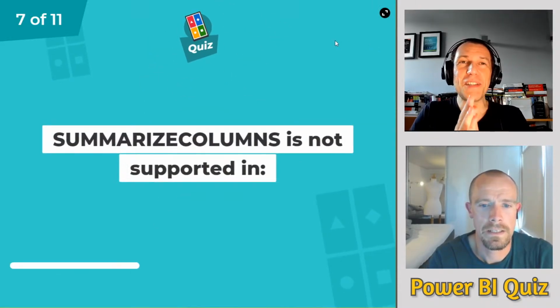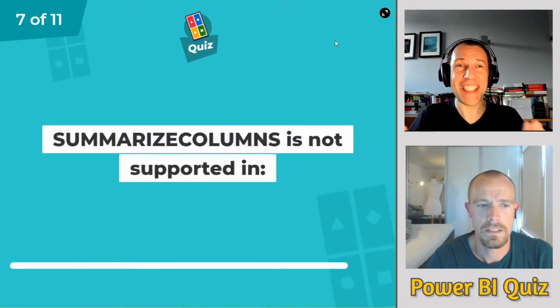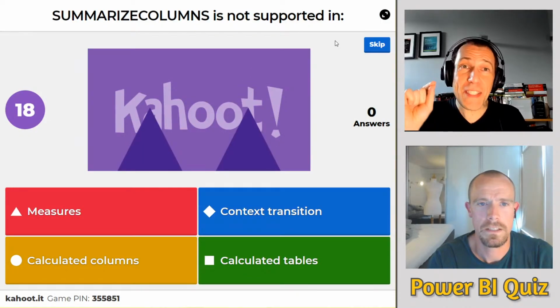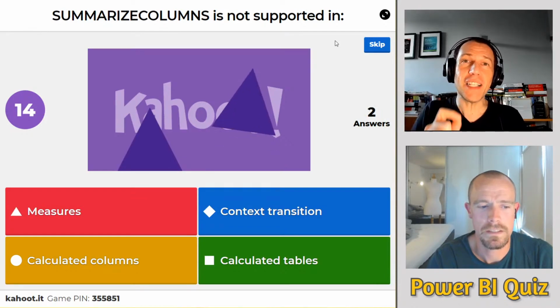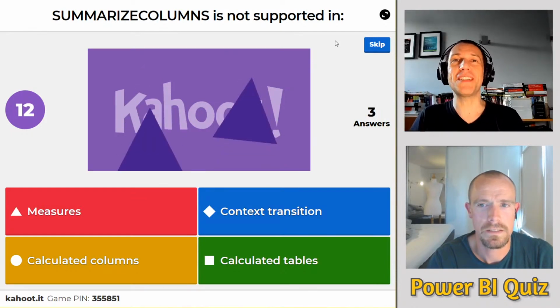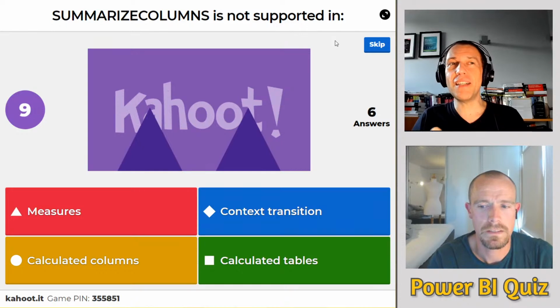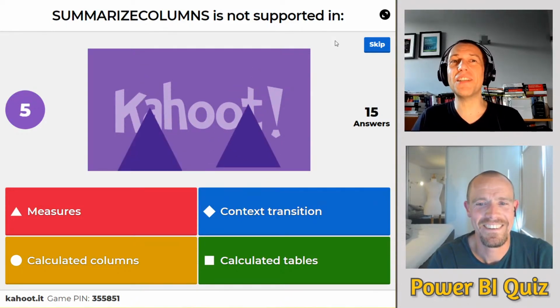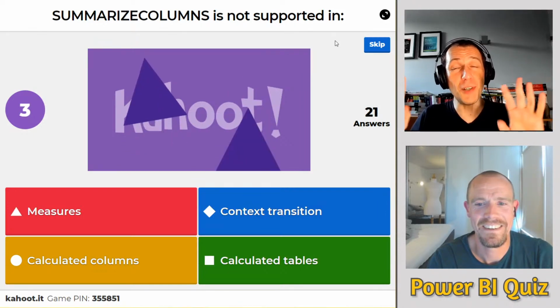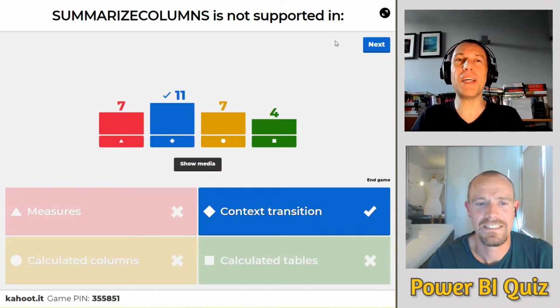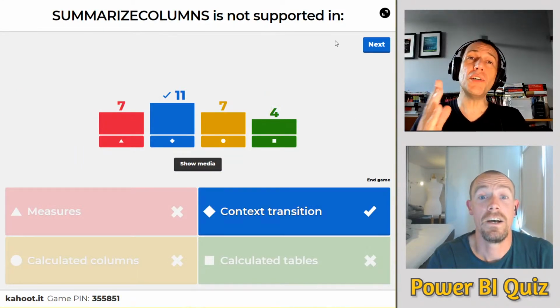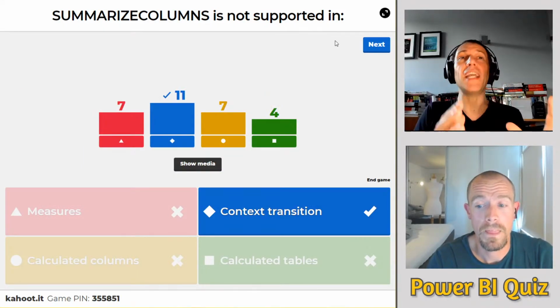Okay. Pay attention. This is not easy, guys. Summarize column is not supported in measures, context transition, calculated columns, or calculated tables. Pay attention. And Google doesn't help you. I told you, you can use Google, but sometimes the question requires to pay attention to the details. Good, context transition, and I'm happy again.